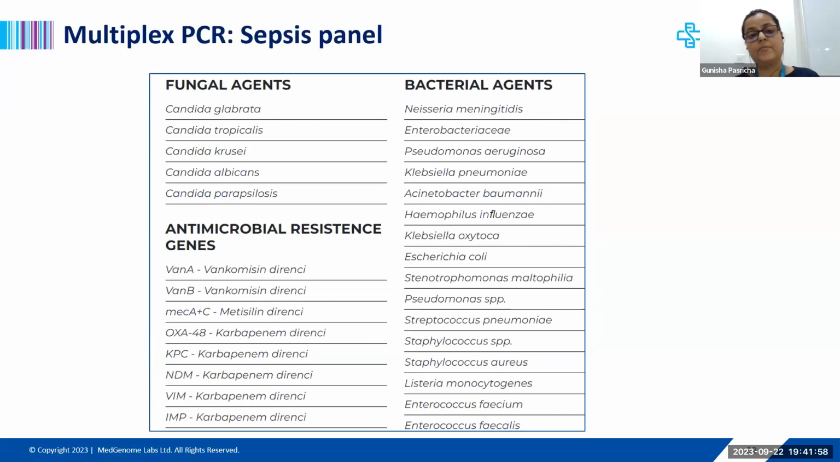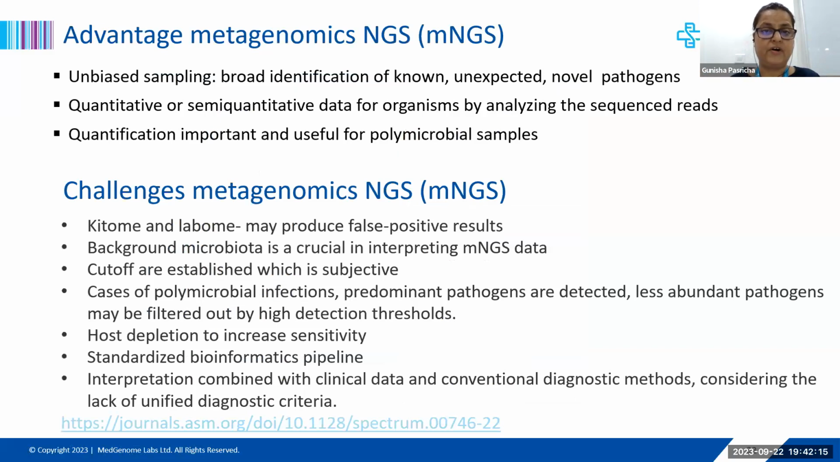Now, if there is a respiratory infection, then probably a respiratory panel has to be taken. So in all of this, the NGS-based approach, again, definitely we cannot say that the other isn't good, but a NGS approach is more wholesome. It is good because it is unbiased sampling, with broad identification of known, unexpected, and novel pathogens. I mentioned that quantitative or semi-quantitative data could be given based on the sequencing reads, and quantification becomes very important, especially as most of the reports are polymicrobial, which I just showed to you.